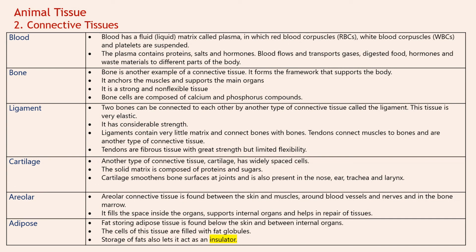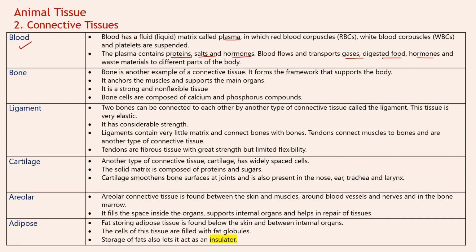Now another type of animal tissue is connective tissue. The first one is blood. Blood is a fluid, and it transports material, and it has a matrix called plasma. Plasma contains protein, salt and hormones, whereas blood flows and transports gases, digested food, hormones and waste material to different parts of the body.